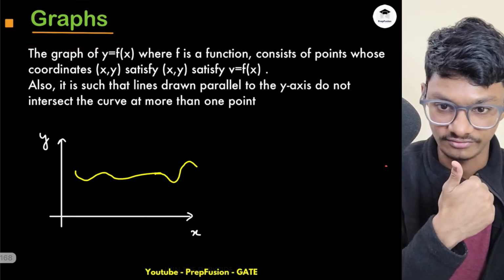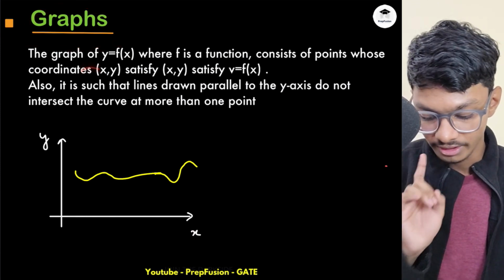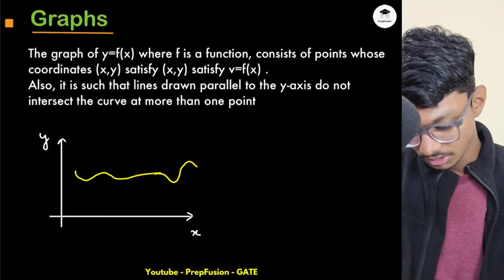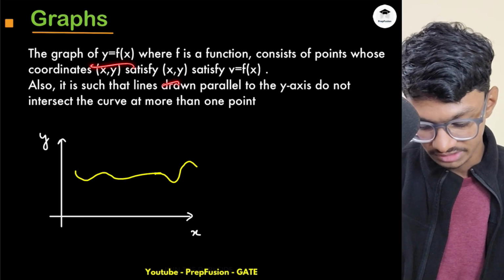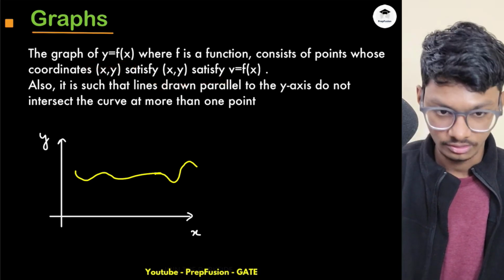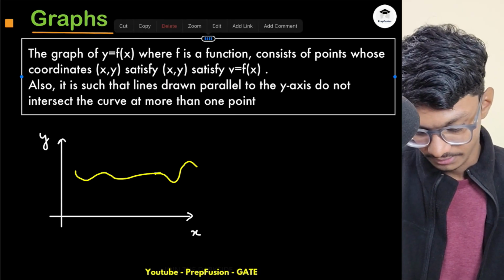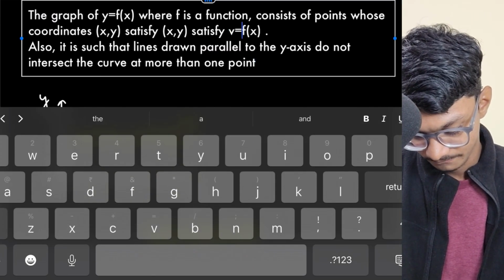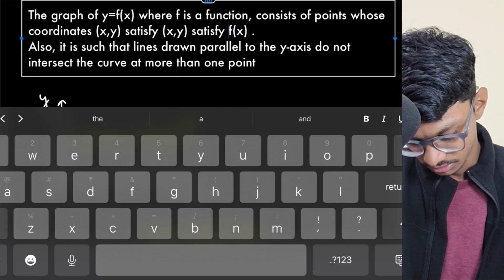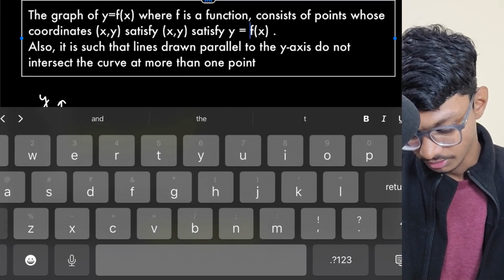Now let's learn about graphs. Basically the graph of y equals to f of x, where f is a function, consists of points whose coordinates are x and y. We already know all this. They satisfy y equals to f of x.